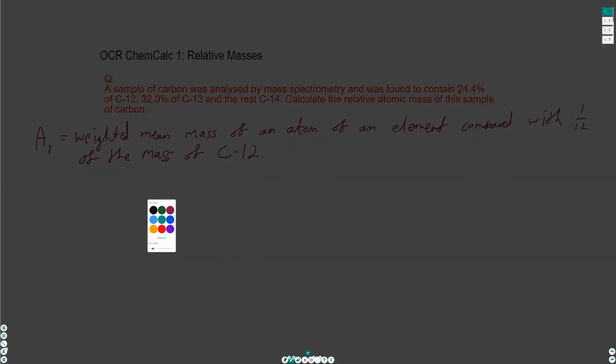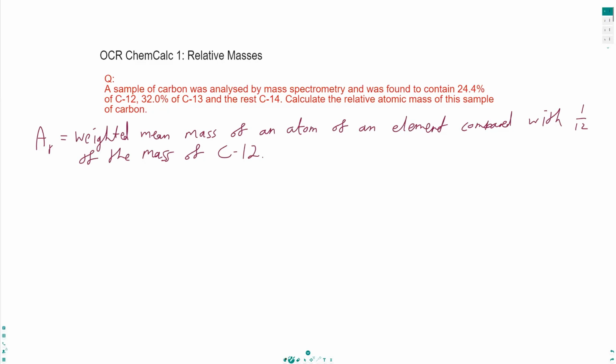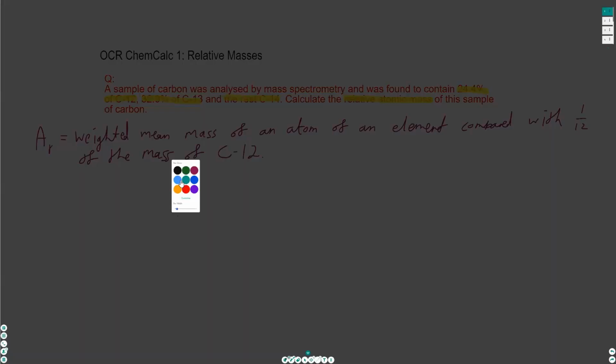So let's go through this question. First thing, let's highlight the keywords. A sample of carbon was analyzed by mass spectrometry and was found to contain 24.4% of carbon-12, 32% of carbon-13, and the rest, this is important, carbon-14. Calculate the relative atomic mass of this sample of carbon. They also have a worked example on page 36 of the textbook, but I thought I might make up my own.